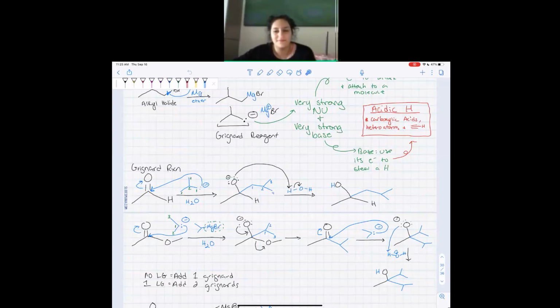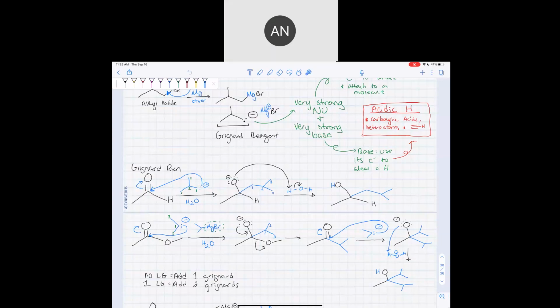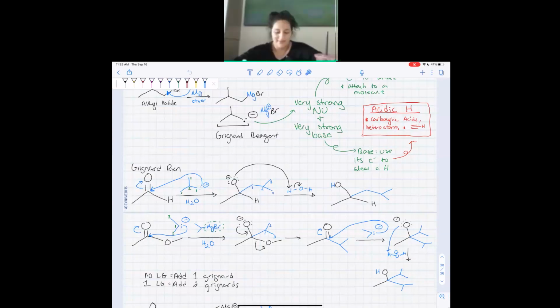So, as long as a carbonyl carbon is present, you could do a Grignard reaction? Exactly, yes. Okay. And then to Evelyn, you had kind of a similar question. How many leaving groups could you have? Theoretically, you could have up to two, but in this class, you're just going to have one, usually.